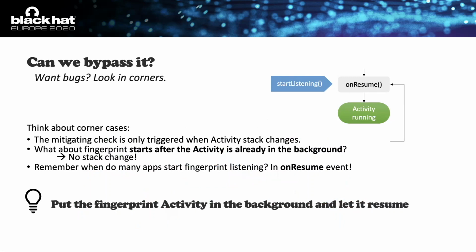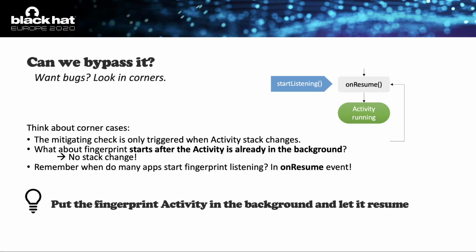Can we find a bypass? If we want to find a bypass for the mitigation, it means that we want to find a bug in the mitigation. And we all know that when we want to find a bug, the first thing we do is think about those corner cases. So what's a corner case here? Remember that this mitigation is only triggered when the activity stack changes. So how about we first put the fingerprint activity in the background and then let the fingerprint listener start listening. Then there will be no stack change after it starts listening.